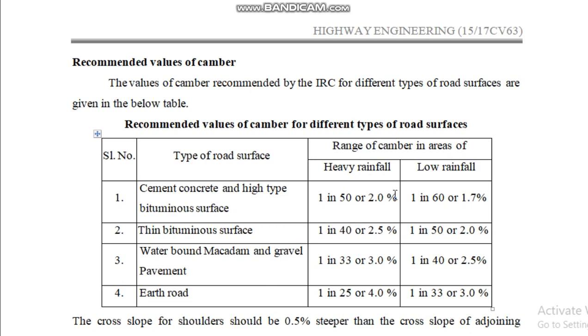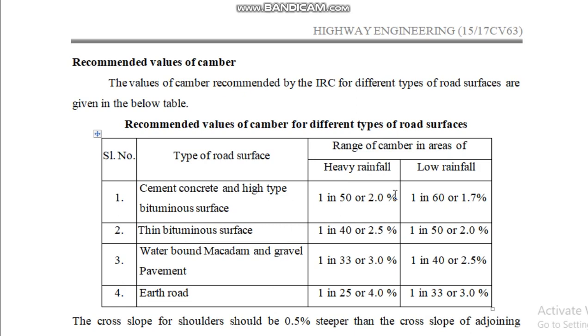If you observe the porosity of this type of materials or that type of layer, cement concrete is 100% dense, and high type bituminous surface is also 100% dense, and both the layers are almost impermeable. Hence they will not allow water to percolate into them, and they can easily divert the water, and 2% of slope is more than enough to divert that water, because that type of layer is impermeable.